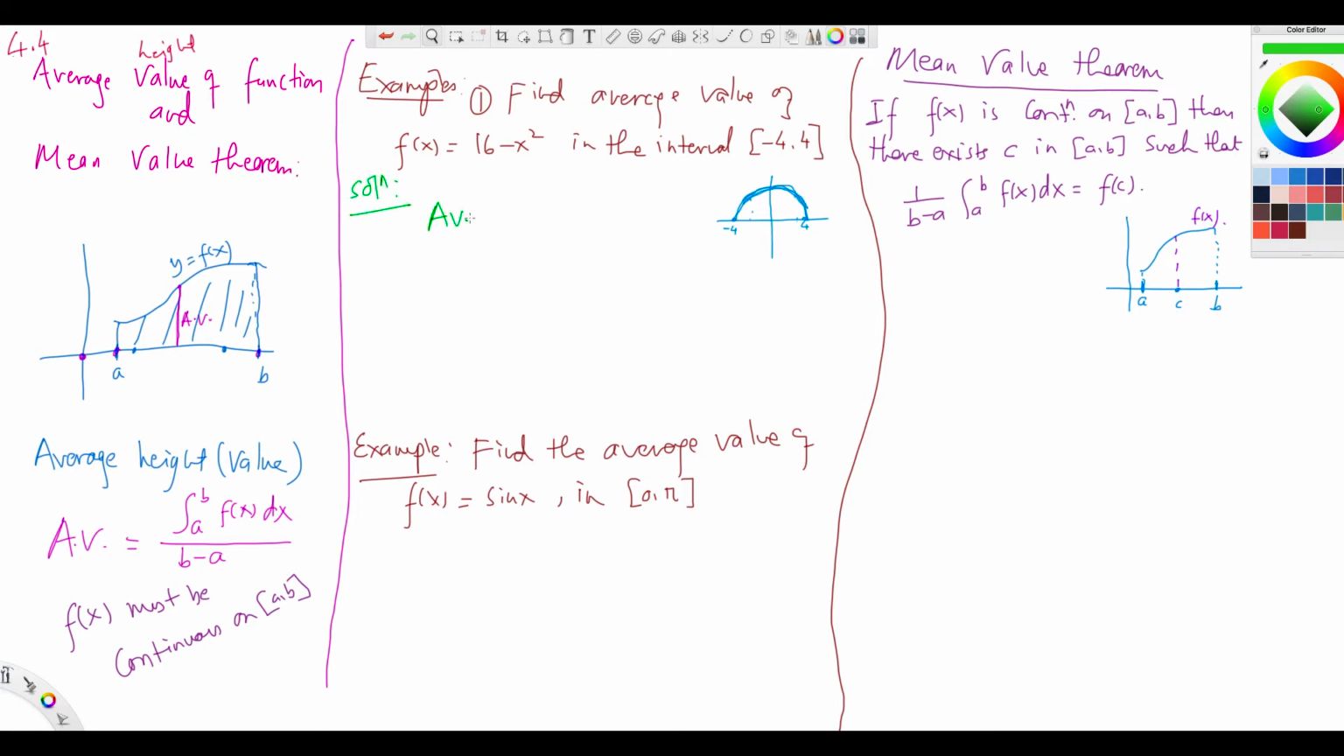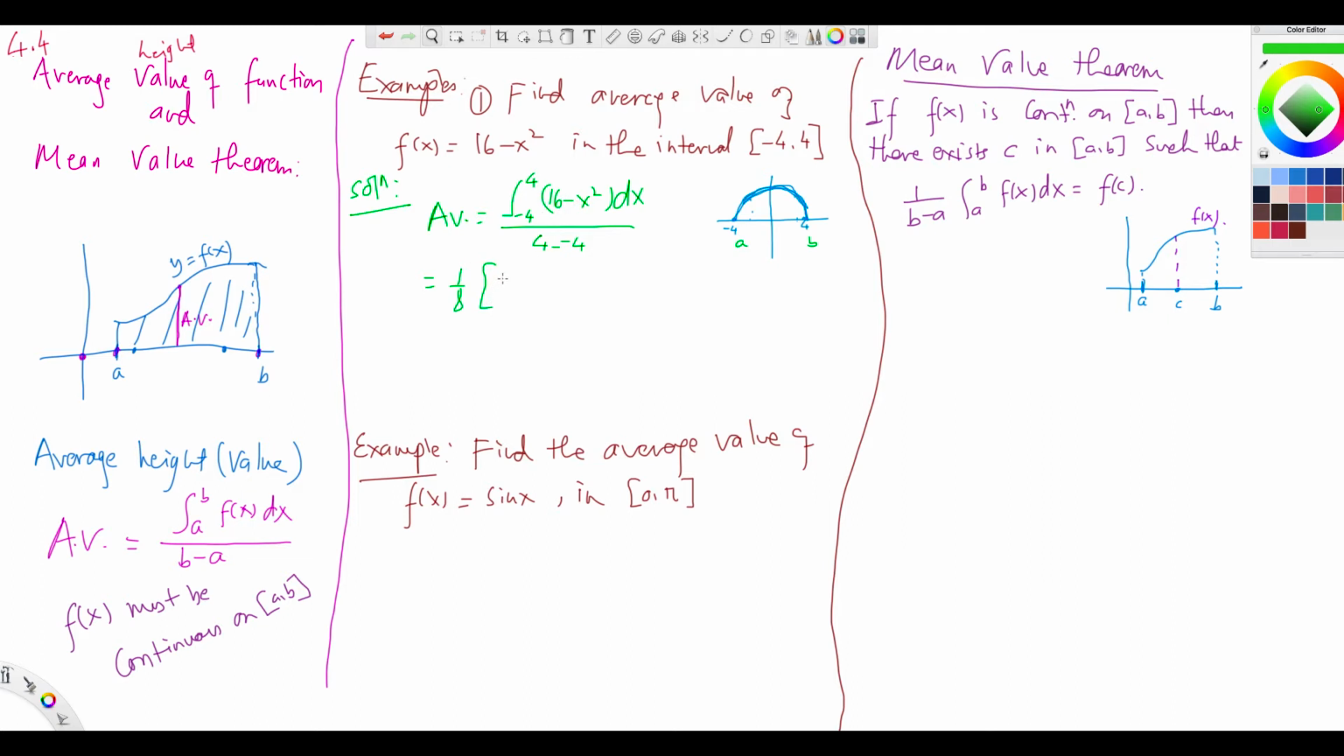So the average here is equal to, so what is the length? The total length is b minus a. This is like b, this is like a, right? B minus a is 8, right? So you will have negative 4 to positive 4, and then 16 minus x squared dx, divided by 8, right? So 4 minus negative 4. You see that? So this is 1/8. I'll pull that out, and then I'm going to find the integral of this.